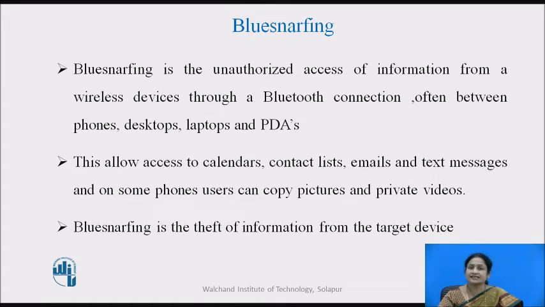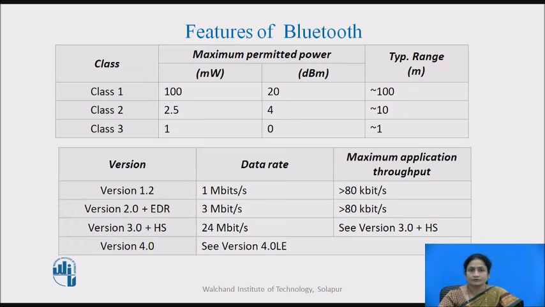Bluesnarfing is an unauthorized accessing of information from wireless devices through wireless connectivity, often a phone. That device may be a phone, desktop, laptop, or personal device. Through this you can access a calendar, a contact list, like on Google, where we have all the information, and you can transfer that data. The same thing can also be available through Bluetooth. This allows the accessing of the calendar, contact list, emails and messages. Bluejacking is a theft of information from the target devices. These are the features. These are the various versions with their data rates of transmission.